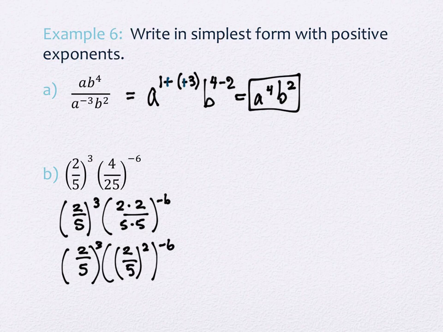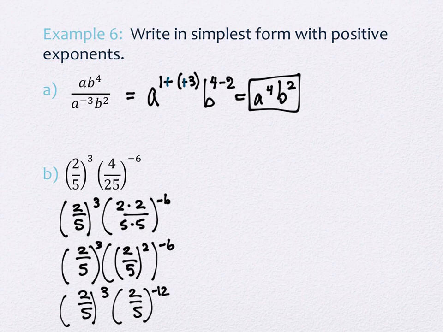I have a parenthesis inside of a parenthesis, right? That's property 3. What do I do with my exponents when I have a parenthesis inside of a parenthesis? I multiply. So that first piece is going to stay the same, 2 over 5 cubed. But now I'm going to have 2 over 5, and I'm going to multiply the exponents to give me a negative 12. Right? 2 times negative 6 is negative 12. Not adding, multiplying.